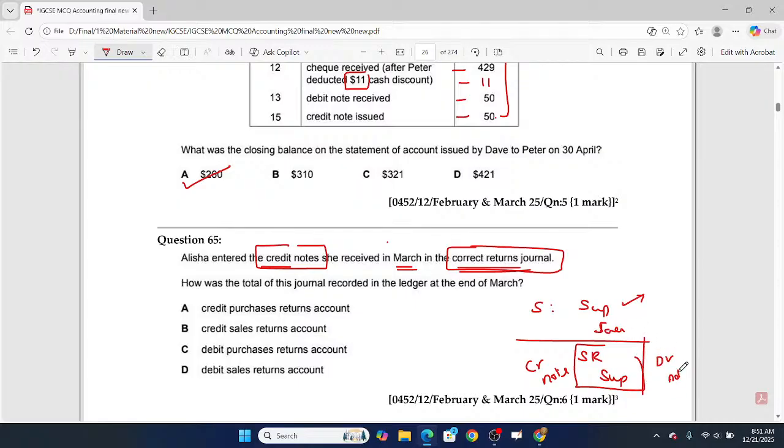Okay. I'll just make it correct. Not supplier. Sales, then it is being customer. So while selling, we debit. On returning, we issue credit note and the customer issues debit note. But credit note received, then when is it possible to receive the credit note?